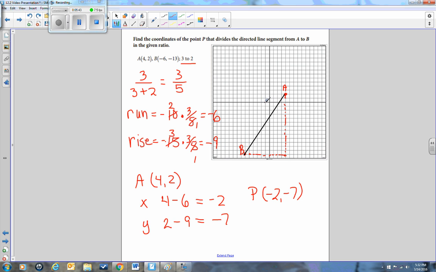Let's take a look. Negative 2, dropping down 7. There's my point P, and this is a 3 to 2 ratio.